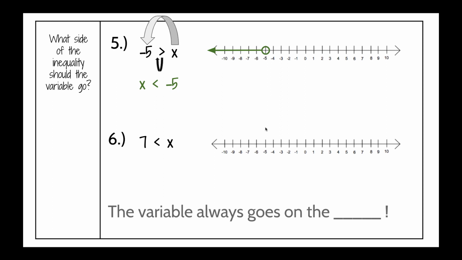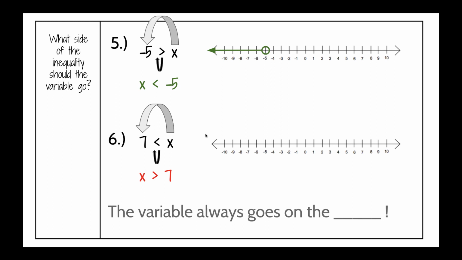Let's look at number 6. We have 7 is less than x. It's a lot easier to work with inequalities when our variable is coming first. So let's have them switch spots. But we also need to flip our inequality sign. 7 is less than x. That means x is greater than 7.